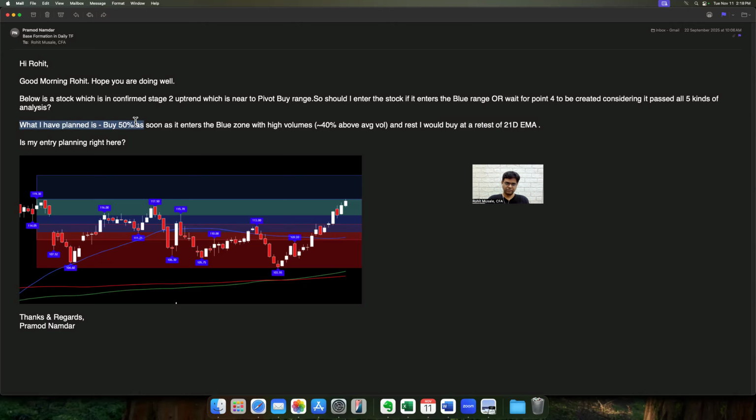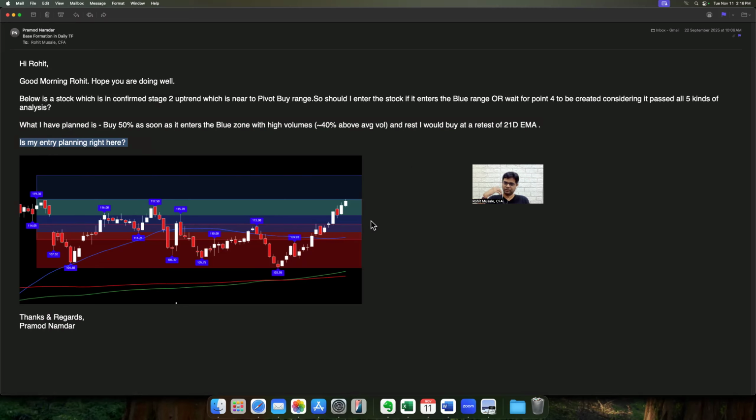So this statement is not correct. If the price enters the blue zone, if all analysis is in your favor, you take the trade. You keep the stop loss, manage the trade. That's it. Don't do subsequent buys. Is my entry planning right here? No, it's wrong. Thanks and regards, Pramod Namdar. So that would be my analysis of the trade.